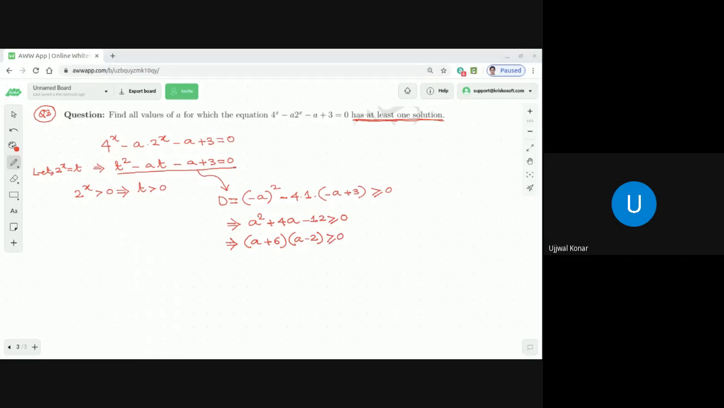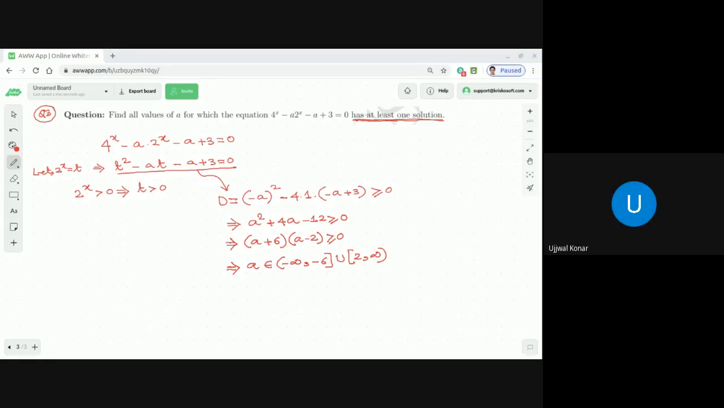So now, if you apply our concept that (x minus alpha) into (x minus beta) is greater than or equal to 0, that means x is less than the minimum of alpha and beta, or x is greater than the maximum of alpha and beta. In this case, it is less than or equal to and greater than or equal to, right? So what can we write? We can write a belongs to minus infinity to minus 6 closed interval, union 2 to infinity. Correct? I hope you agree with me.